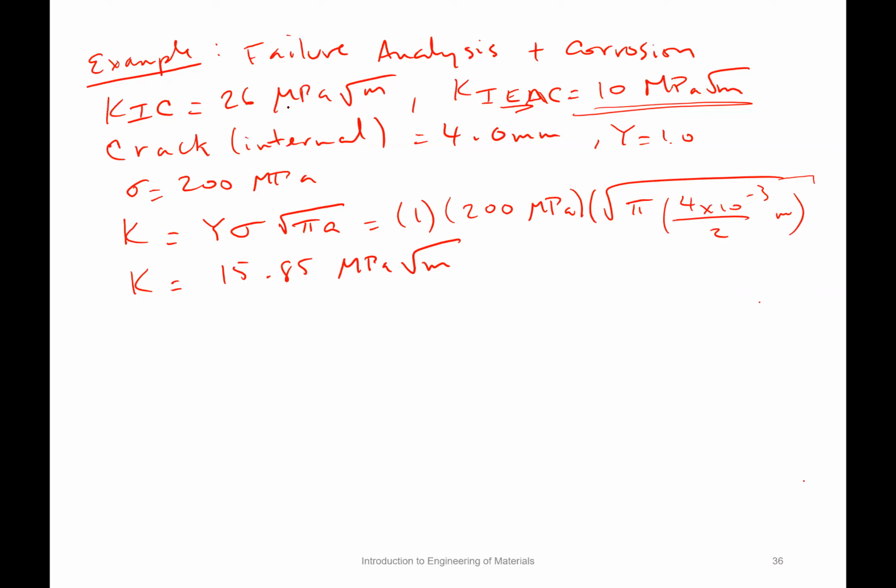And so clearly, in a protected environment, that's well below K1C, so that's below 26 MPa root meters. So fast fracture will not happen. But if it's in seawater, then fast fracture will happen because that is above 10 MPa root meters. So it does make a difference when you're looking at a component in just an inert environment, maybe in the lab, or in a controlled environment.